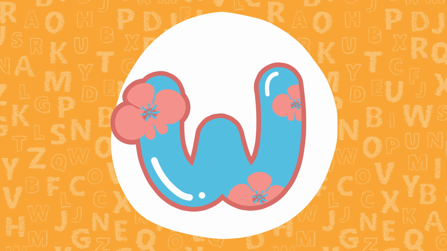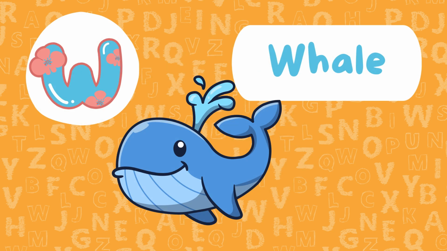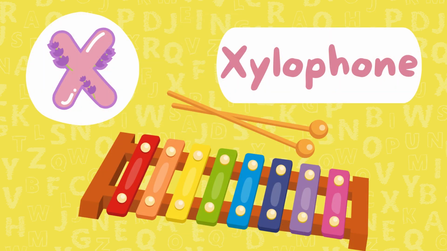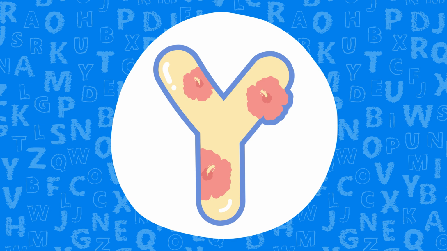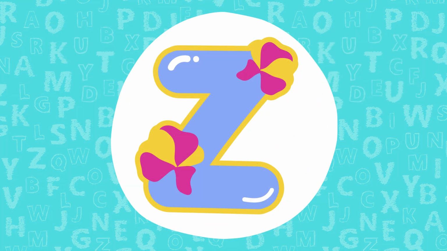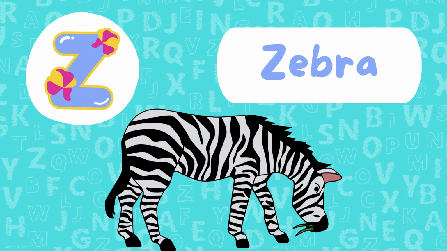W. W is for whale. X. X is for xylophone. Y. Y is for yacht. Z. Z is for zebra.